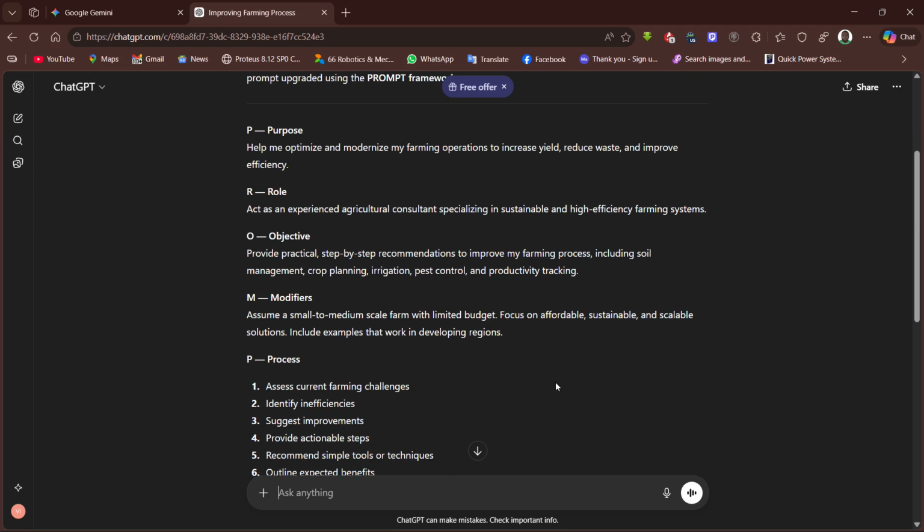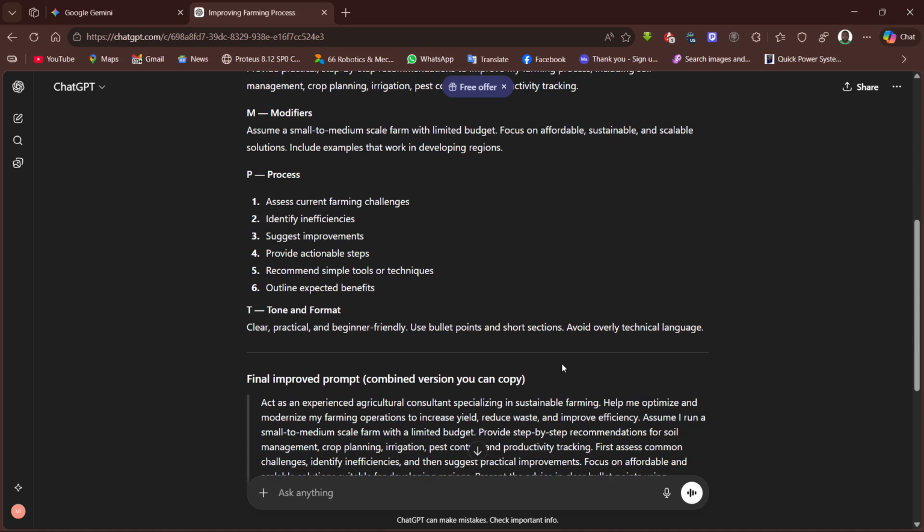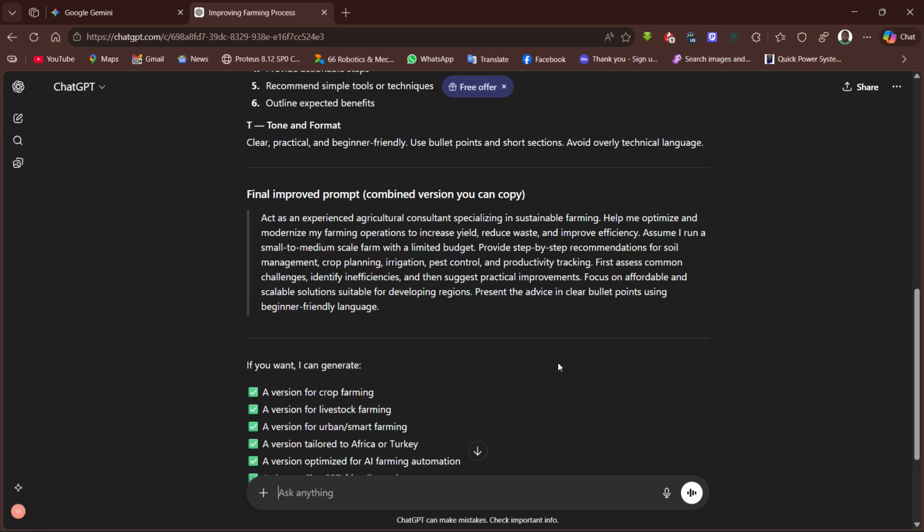Process: assess current farming challenges, improve efficiencies, suggest improvements, provide action steps, recommend simple tools or techniques, outline expected benefits, and then we have tone and format. We have clear, practical, beginner friendly. Use bullet points and short sections. Avoid overly technical language. Then let's see the final prompt.